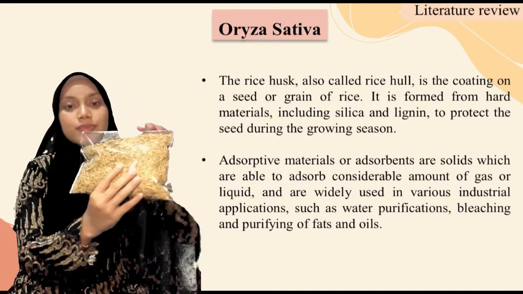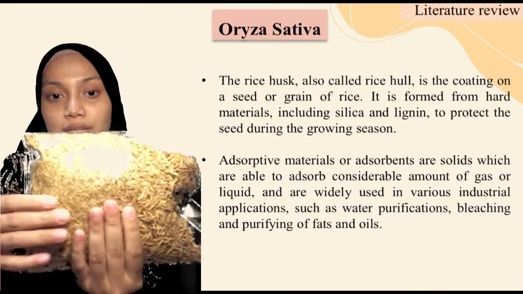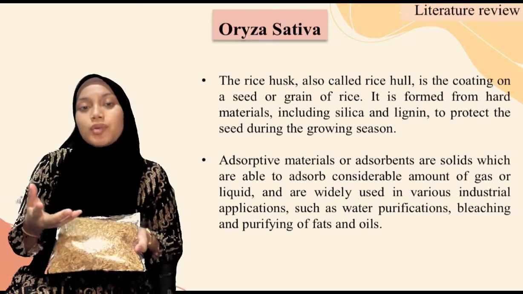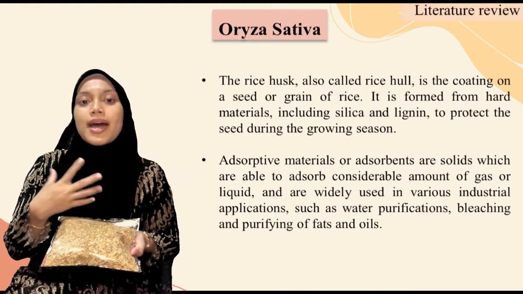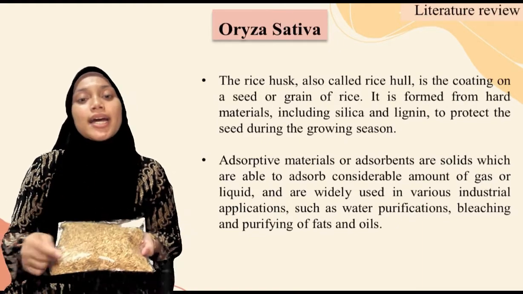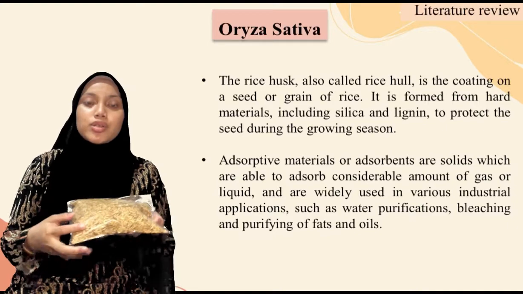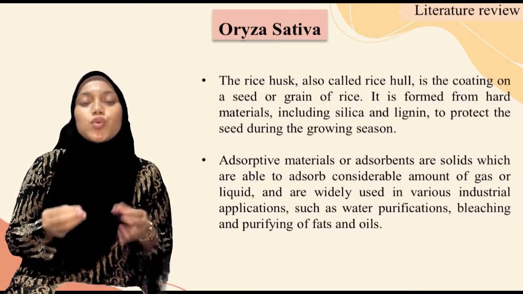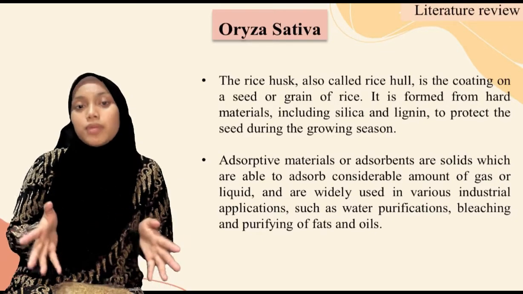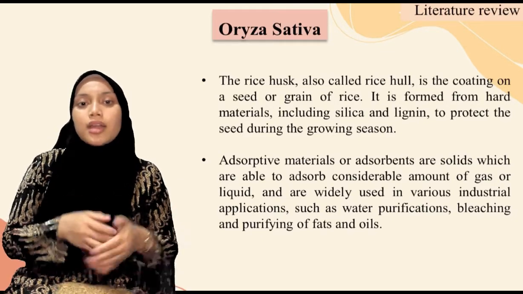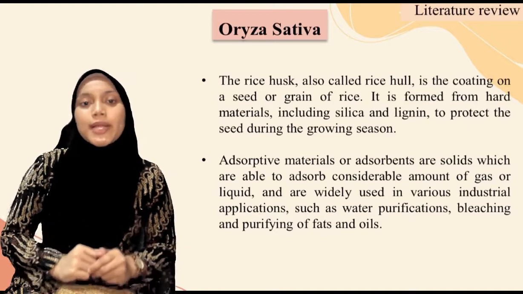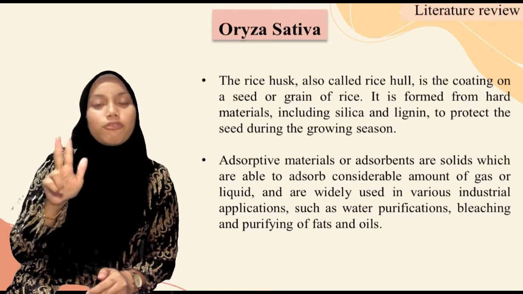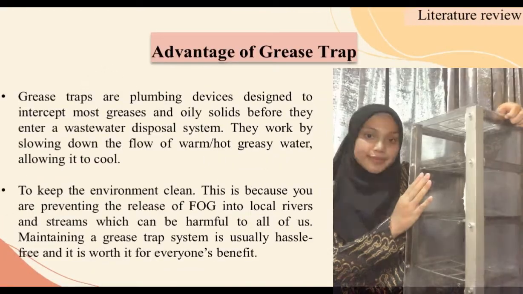Oryza sativa. So this is the Oryza sativa. The rice husk, also called rice hull, is the coating on the seed or grain of rice. It is formed from hard materials, including silica and lignin, to protect the seed during the growing season. Adsorptive materials or adsorbents are solids which are able to absorb a considerable amount of gas or liquid and are widely used in various industrial applications such as water purification, bleaching and purifying of fats and oils.